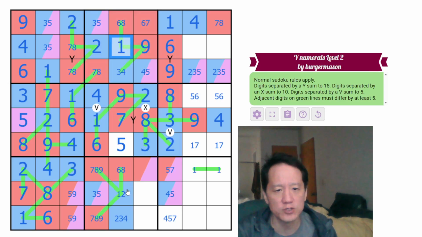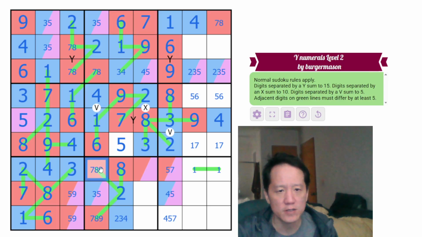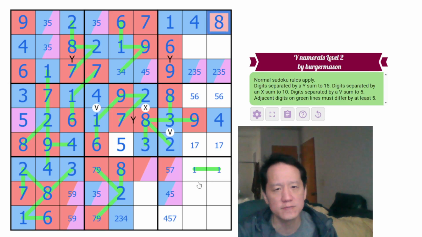So this is 1, which means this can't be 1. So this is 2, which means this can't be 6. That forces this to be 8, which makes that a 6, which makes that 7. This 8 means this can't be 8, and this can't be 8. This 7 means this has to be an 8, which forces this to be 7, which forces this to be 8. This 7 makes that an 8.